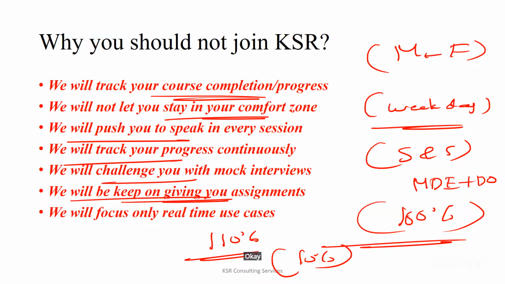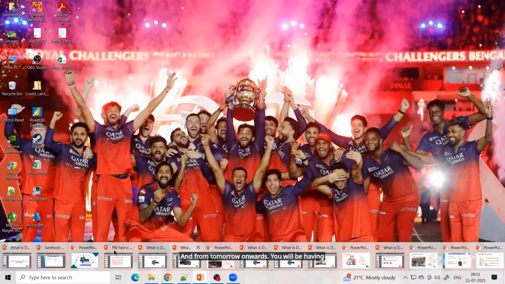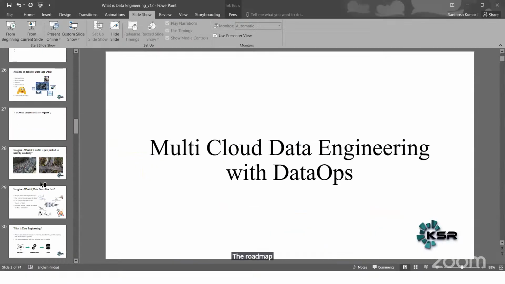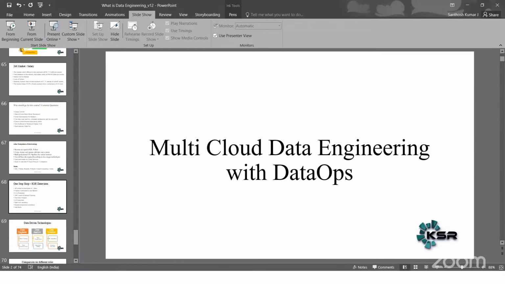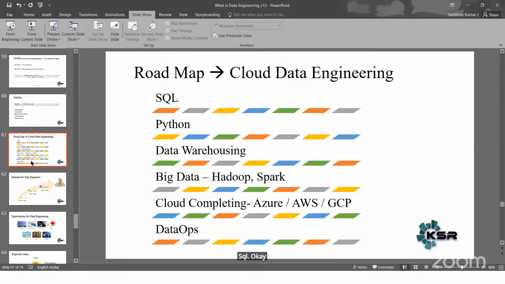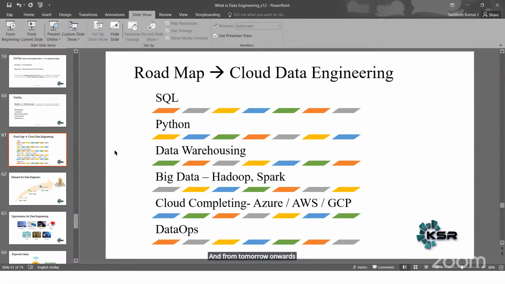Okay. With that, I have completed my 2-day master class, and from tomorrow onwards, you will have the roadmap. The roadmap will be starting from SQL. Okay. So this is the roadmap. From tomorrow, we'll be starting with SQL. Today and yesterday, we have completed the master class. That means you understood what a data engineer is, what a cloud engineer is, what the course will be, what we'll be covering. And from tomorrow onwards, right away, we are entering into the subject. That is SQL. Okay. So with this, we'll stop here.